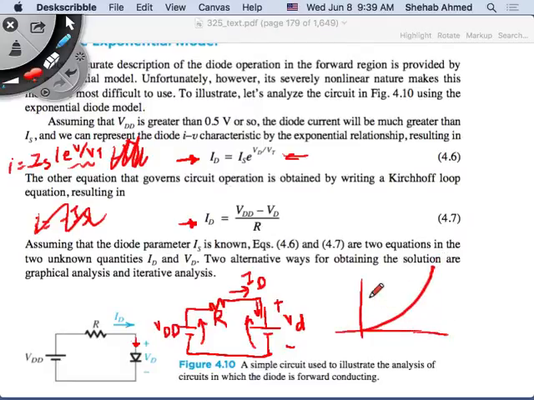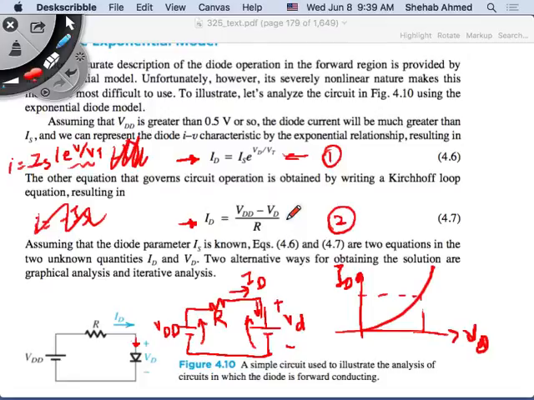But where am I operating on this characteristic now? That is my problem. I put this in a circuit now. Where am I on this characteristic? What V diode and what I diode do I have? That's the problem I have now. So these are two equations, and this is not linear. The exponential function is not a linear function. So these are two equations and two unknowns. How do you solve two equations and two unknowns that are nonlinear? We don't know how to solve except with numerical methods.